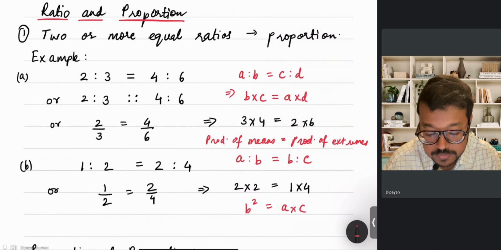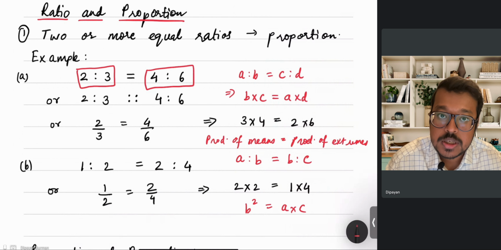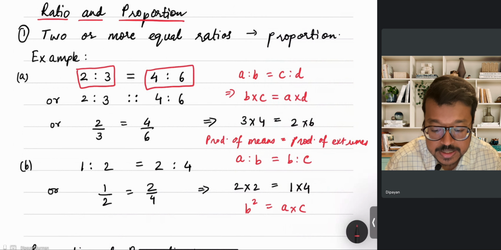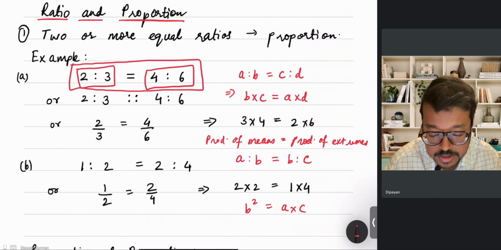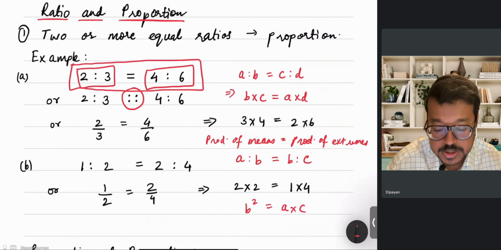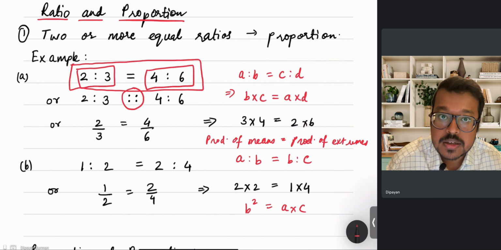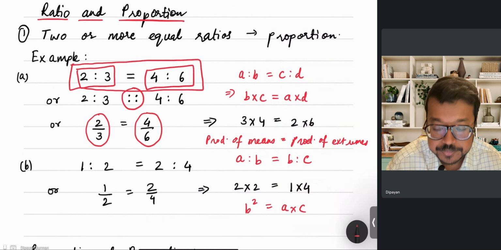Let's say that we have a ratio 2:3 and we have another ratio 4:6. So both of them are actually equal. So we will say that this entire thing 2:3 equals 4:6. This becomes a proportion. Another way to write the proportion is by using the double colon symbol. So 2:3 proportional to 4:6. Or I can also write ratios in the fractional format, where I can say 2/3 is equal to 4/6.